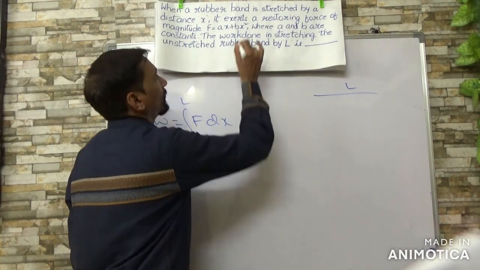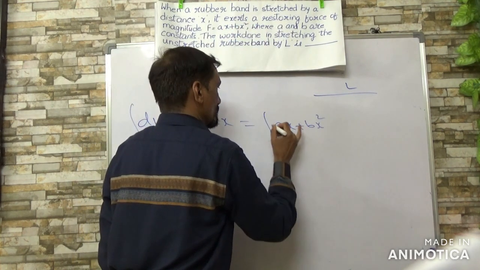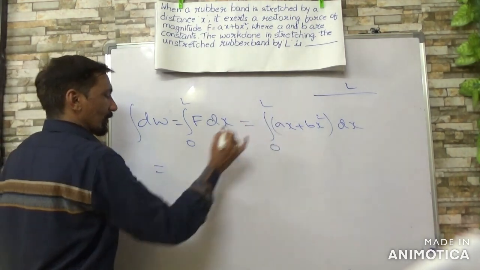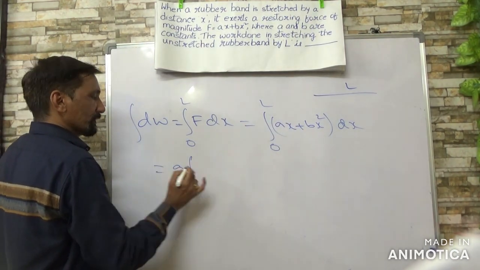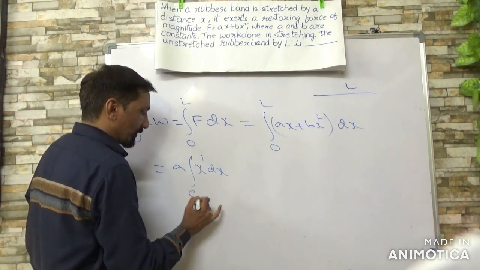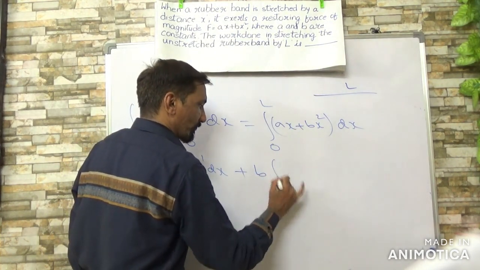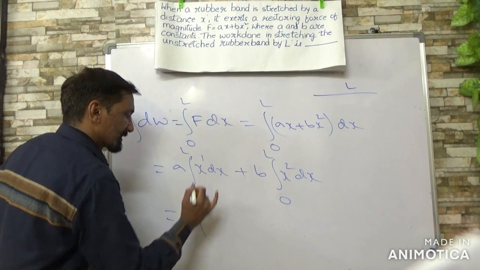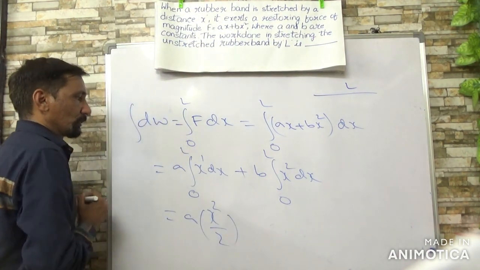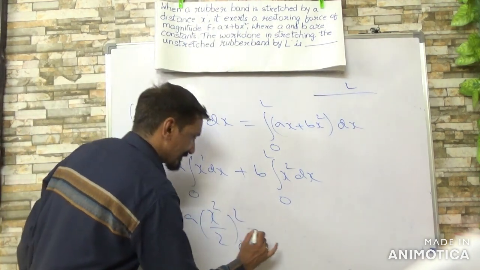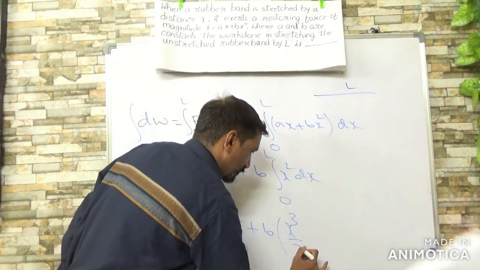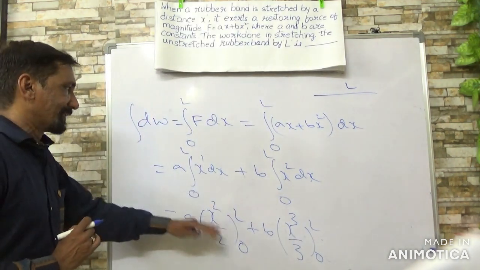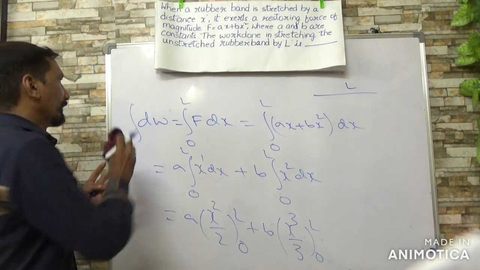So it is (AX plus BX square) dx between the limits 0 to L. While integrating, always the constants will be taken out of the integration. So a times integral of x to the power 1 dx between the limits 0 to L, plus b times integral of x square dx between the limits 0 to L. The a x integration value is x square by 2 between the limits 0 to L, plus b x square integration, x cube by 3 between the limits 0 to L. Therefore, when you substitute upper minus lower, you get total work done.